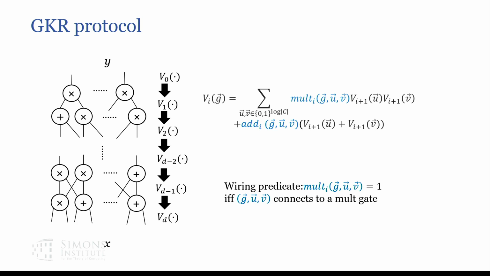These two polynomials, mult and add, are called wiring predicates in the literature. The input to this are three binary strings, G, U, and V. They are like labels of the wires in the circuit. And mult returns 1 if and only if these three wires, or three binary strings, connect to the same multiplication gate. That is the definition of this wiring predicate. If you plug this into the equation, you can verify that this holds. I'm not going to show you the derivation, and if you doubt the correctness, please ask Shafi and Yao and Guy about it.